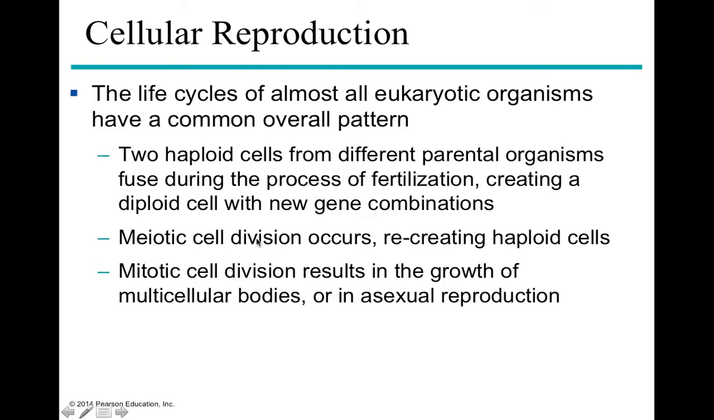All right, when 2 haploid cells from different parents come together during fertilization, that creates a diploid cell that has specialty genetics that are going to be unique to everyone, including their offspring and their parents. And then when meiotic cell division occurs again, we end up with haploid cells again. So when this organism grows up, it's going to create its own haploid cells, which then are going to fuse again and create another multicellular body, right? Mitotic cell division occurs when we are going to have growth or repair or development, or also asexual reproduction.